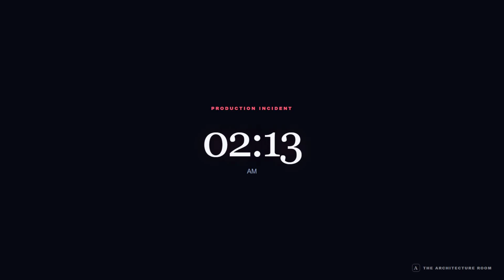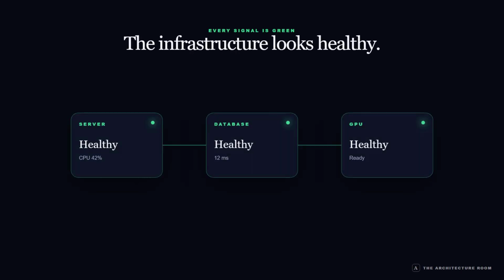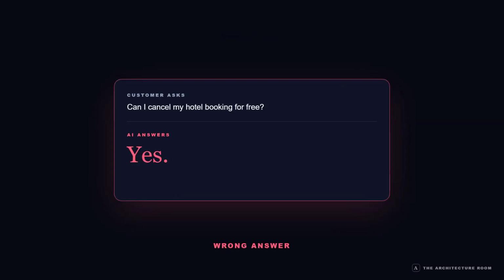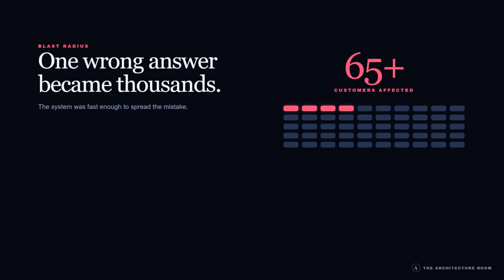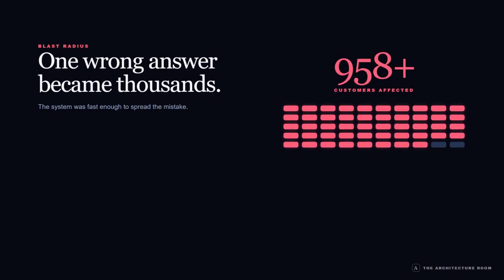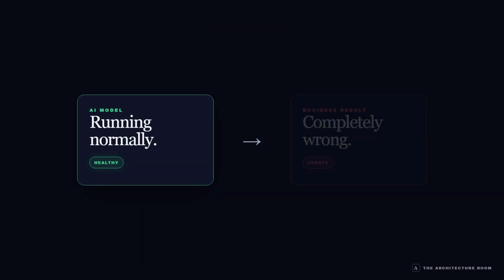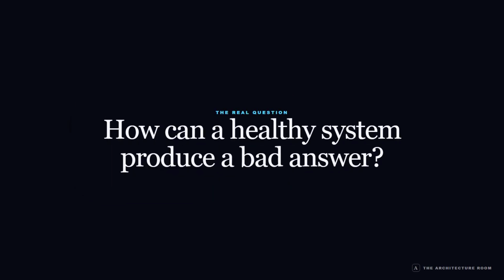It is 2:13 in the morning. Every server is working. The AI answers quickly. But the answer is wrong. It has just told more than 1,000 customers that they can cancel a hotel booking for free. The real policy says they must pay a fee. The AI model did not stop working. So, how did a healthy system produce a bad answer?